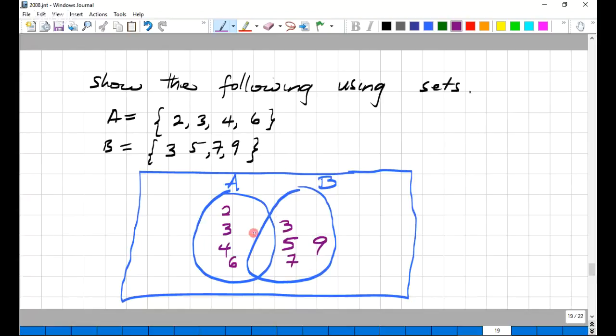I noticed already that I have 3 here and 3 here. What do I need to do with those? You put the 3 where it overlaps. So do I need the 3 in here and the 3 there? No. Okay, so take it out. All right. Okay, so that's that.